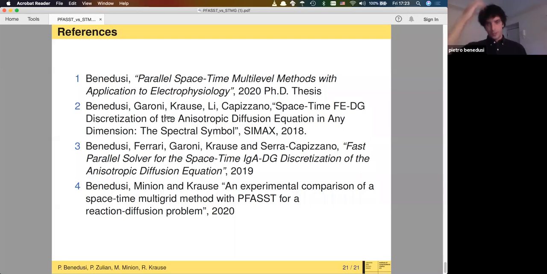This is a paper where we analyze the spectral properties of the space-time system, also with IGA discretization in space. This is a paper where we focus a little bit more on the IGA discretization to make a linear solver fast. And this is the paper that I just wrote about the comparison with FAST.